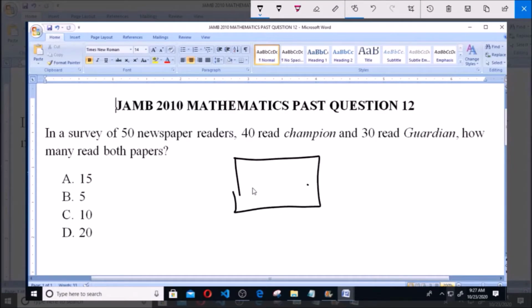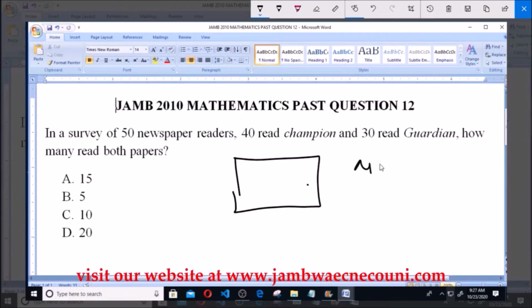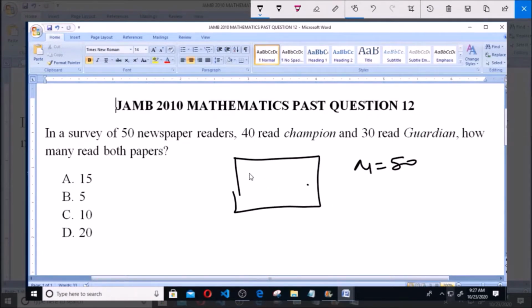Now the universal set is 50. That is 50 readers. Now out of these 50 readers, it was established that 40 read Champion. Let's represent Champion with C. And then 30 read Guardian. Let's represent Guardian with G.